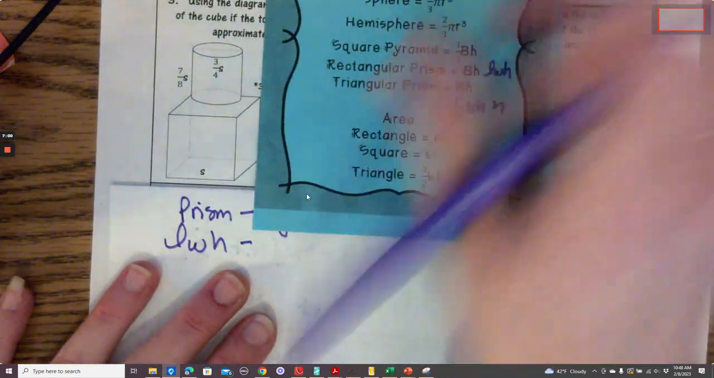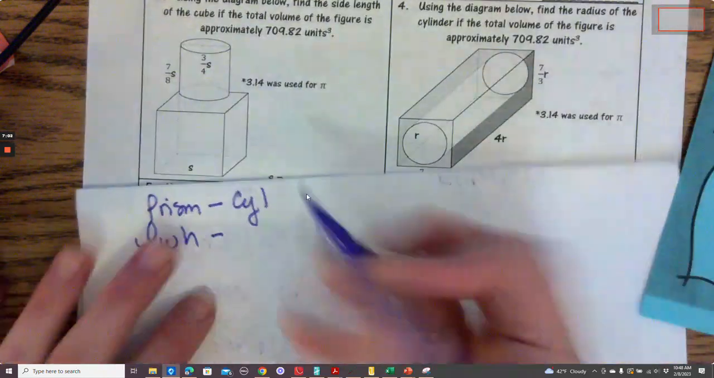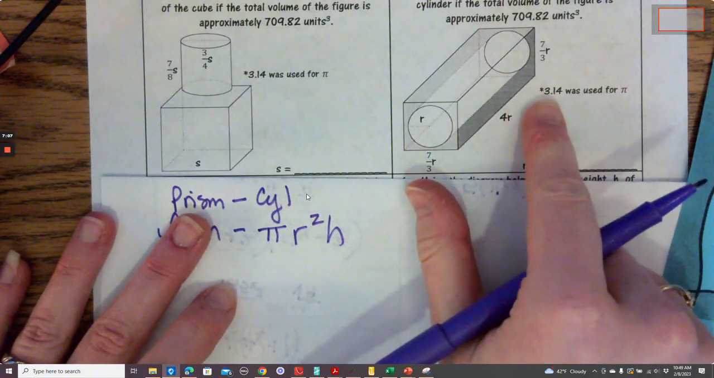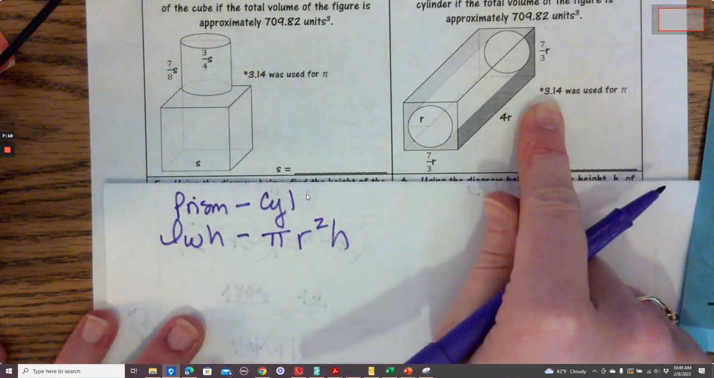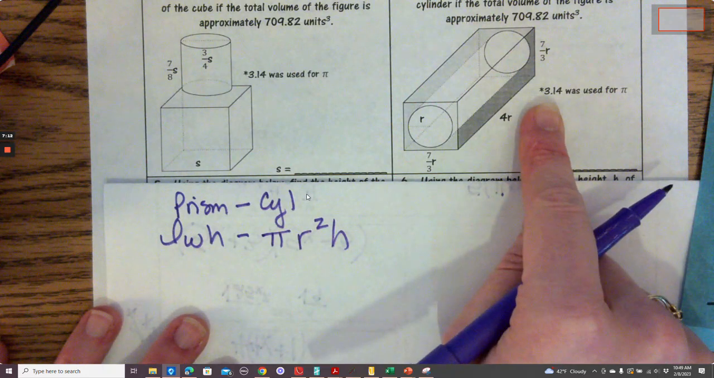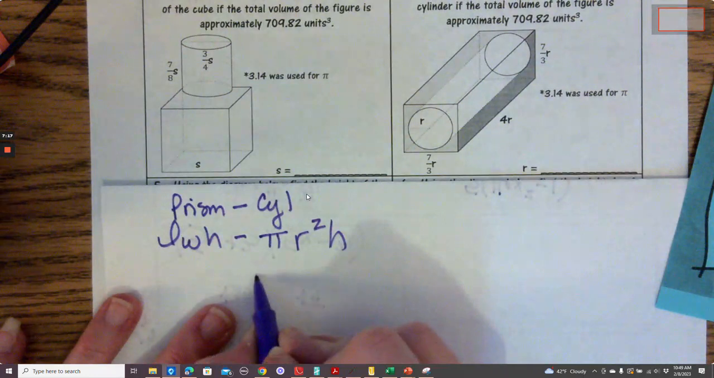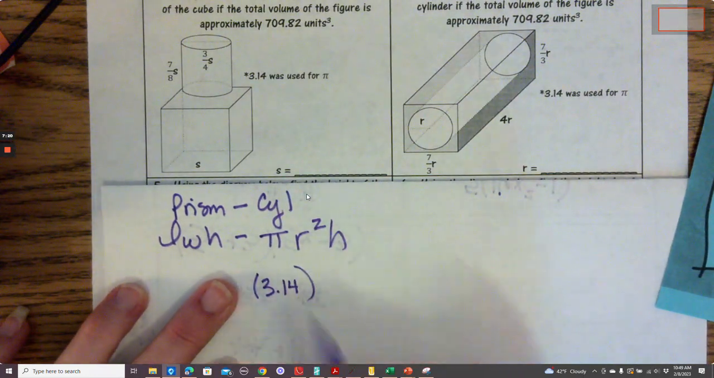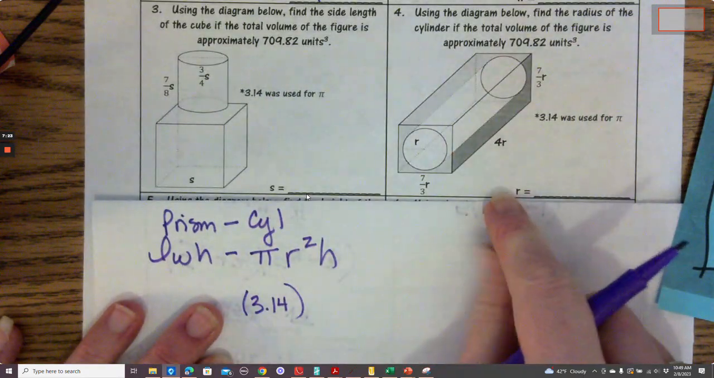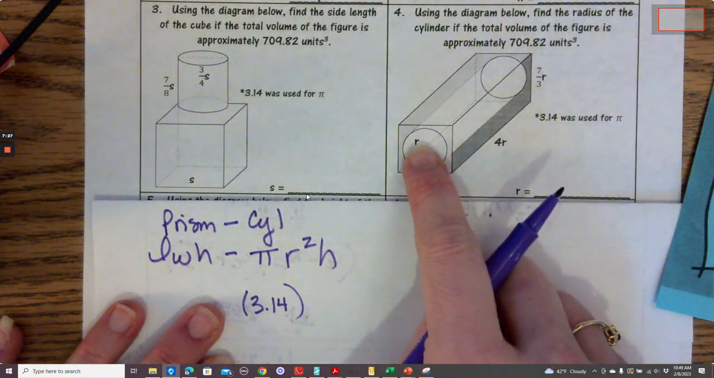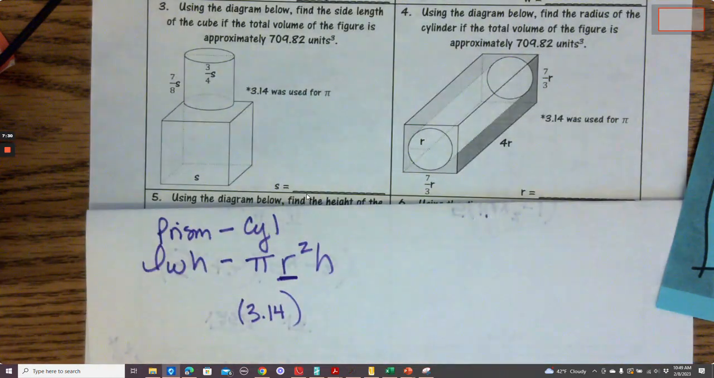All right, so a cylinder is pi r squared h. Now look at this little important tidbit here. They use 3.14 for pi, so I am not going to use the pi key. If they give you this little caveat, make sure that you change pi to 3.14. So I'm trying to find r, the radius of the cylinder. We know that letter's going to stay. I have to swap every other letter out for something containing an r.